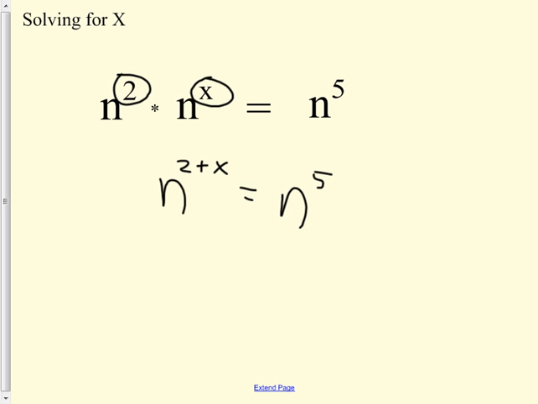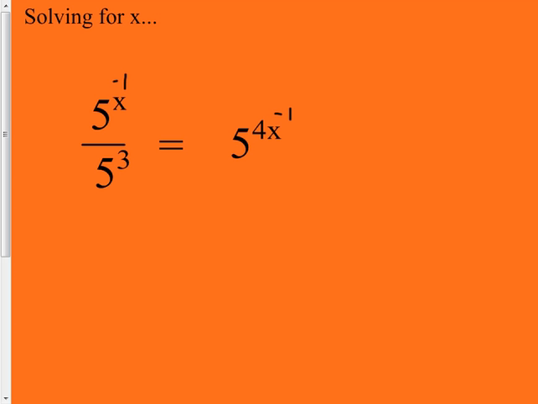And now, here's an important thing to know. Remember that base change thing? If the bases are the same, they can cancel. You remember that? So now it's just down to 2 plus x equals 5, and any third grader can do that one. All right. This one. How do you get this to be 5 to some kind of power equals 5 to the 4x? What power would I put right here? 5 to the what?